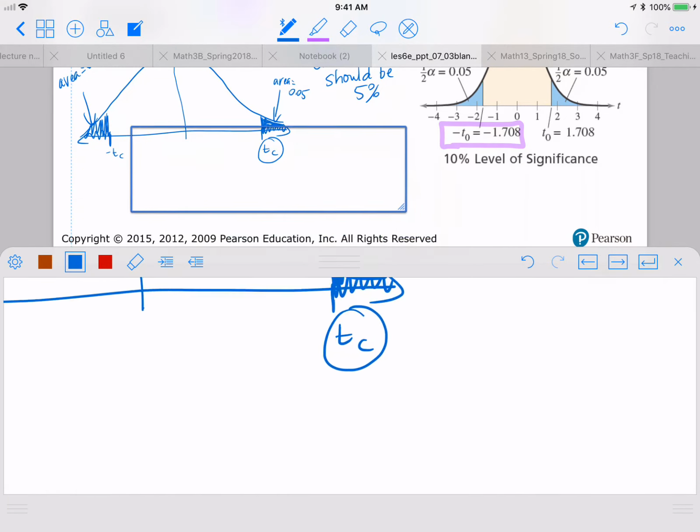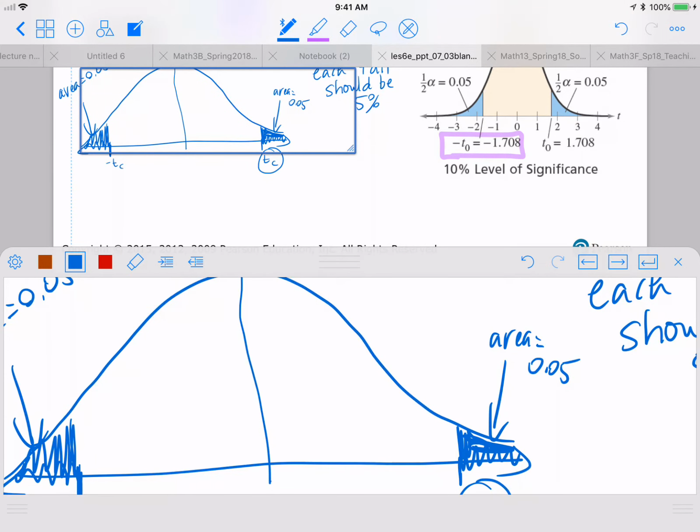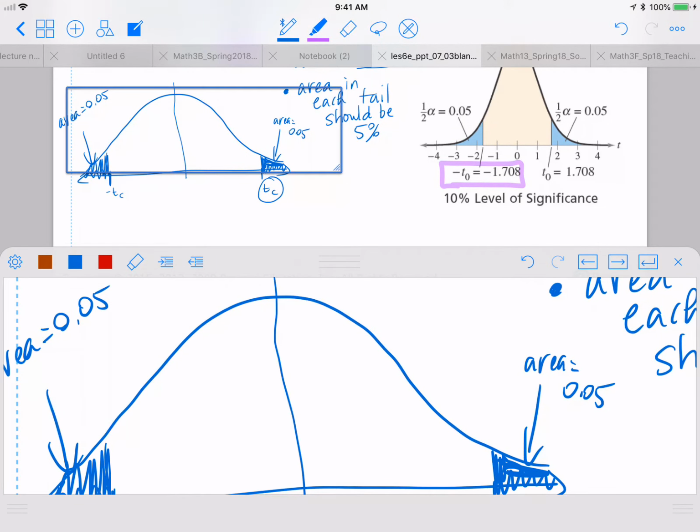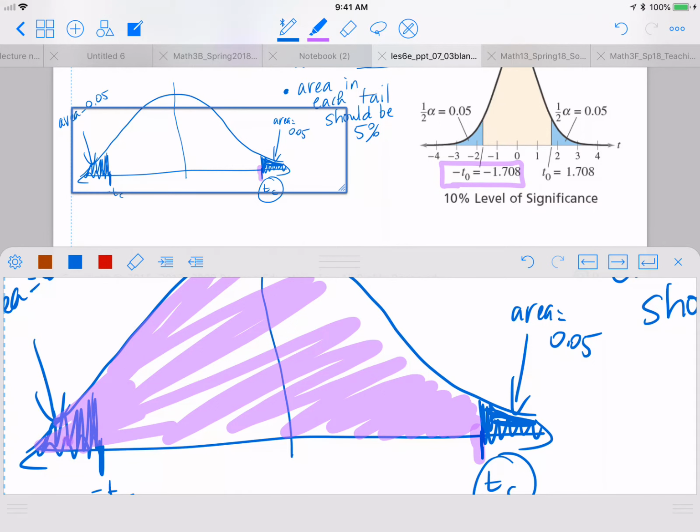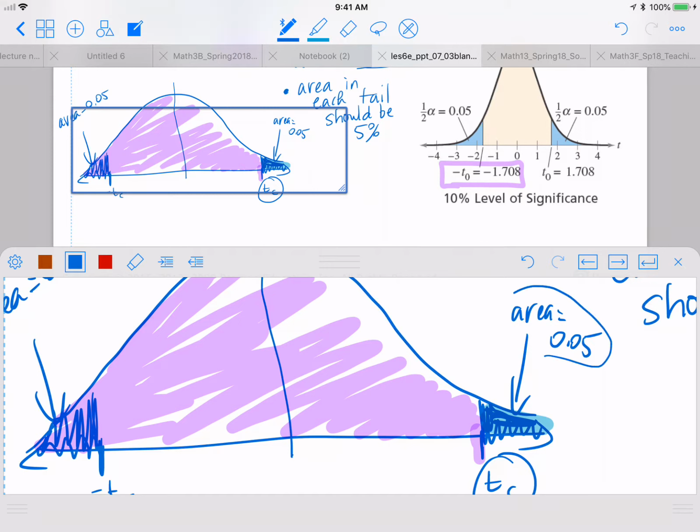The cumulative area is going to be the area to the right. So now what is the area to the right of this value? It's going to be everything back here. So the area to the right is in purple. The area to the left is in blue. Now, what is the area to the right? Area to the right is going to be 95%, because remember, all of the area is going to be 100%. So if the area to the left is 5%, then the area to the right has to be 95%.